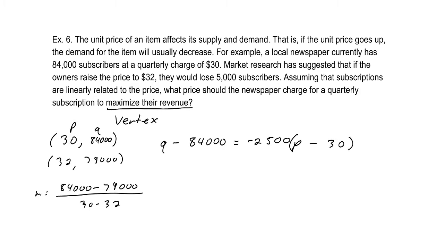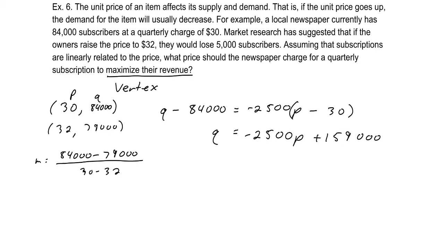All right, distributing negative 2,500, that would be negative 2,500p plus 75,000. I'm going to go ahead and add 84,000, so that is 159,000, and that is the quantity of subscribers as related to the price.